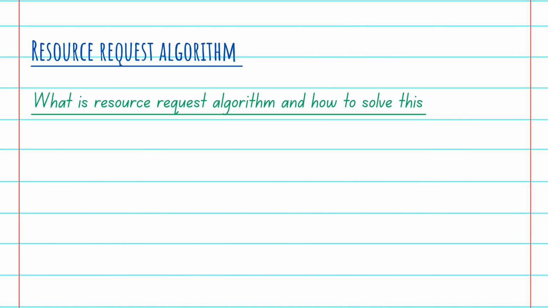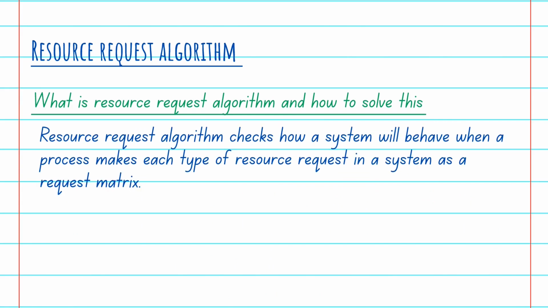Now we go for the resource request algorithm. What is the resource request algorithm? Actually, a resource request algorithm checks how a system will behave when a process makes each type of resource request in a system, as a request matrix.